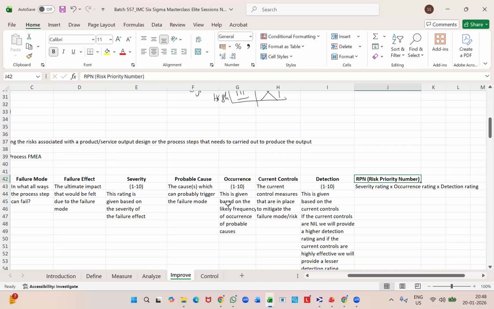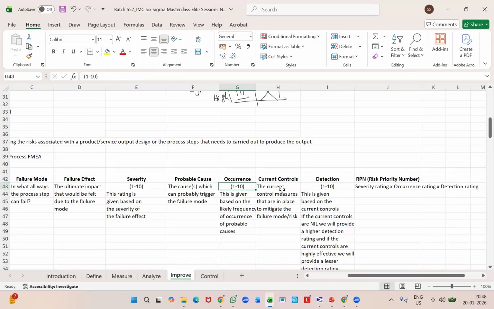If you had already implemented some effective control measures, I told you that we will have a lesser detection rating, as the control measures are quite robust. Then the probability of occurrence of this probable cause will also be very, very remote, very, very less. In that case, I will automatically have a lesser occurrence rating. So the occurrence and detection ratings are linked with each other, right?